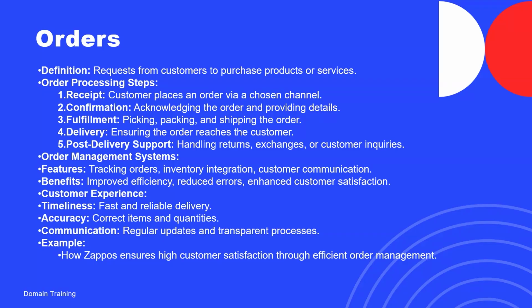Communication: regular updates and transparent processes. You need to know whether your order is confirmed, and where the product is, whether it's in shipping or still at the manufacturer's site, or whether it's out for delivery. All this communication you would have received if you have ordered a product. Right? Those are very important to keep things transparent to the customer. Example, how Zappos ensures high customer satisfaction through efficient order management. Again, a delivery company.